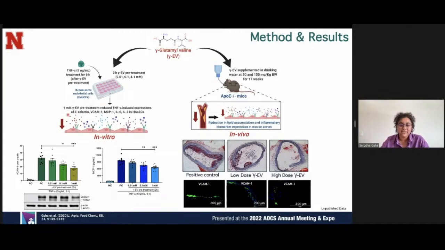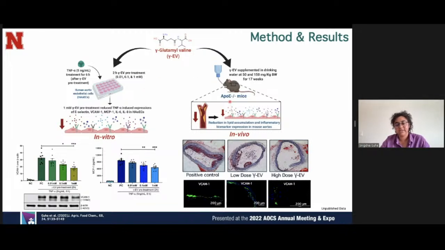And we saw that the highest dose which we used, which was 1 millimolar, was successful in significantly reducing inflammation for inflammatory biomarkers such as VCAM, then chemokine, MCP1, among various others.